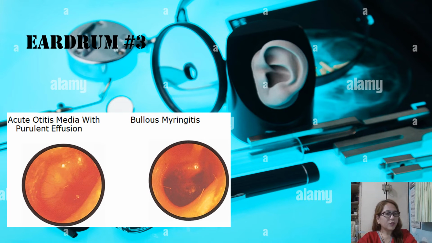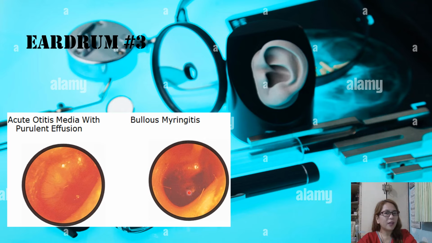So for the eardrum, another finding, we have here acute otitis media with purulent effusion. Yan. So it is caused by bacterial infection from Streptococcus pneumoniae or H. influenzae. It is much more common in children than in adults. Usually, the symptoms involve earache, fever, and hearing loss.